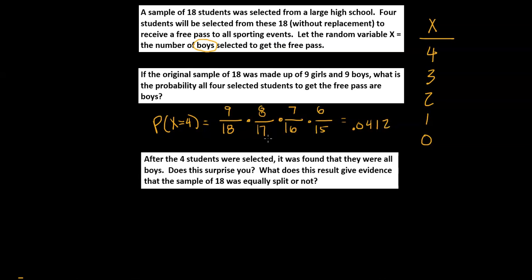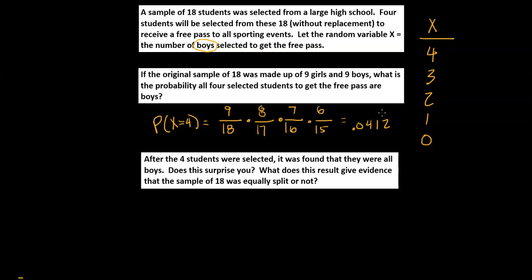Actually, sorry, 0.0412. All right, so there's about a 4% chance that all 4 kids selected are boys. But the point I'm trying to make is I was able to multiply there because I thought conditionally. That's what the multiplication rule is all about. All right, after the 4 students were selected, it was found that they were all boys. Does this surprise you? Well, let's stop right there.